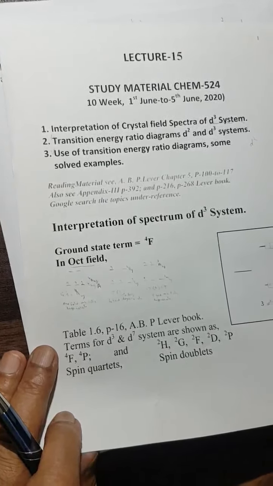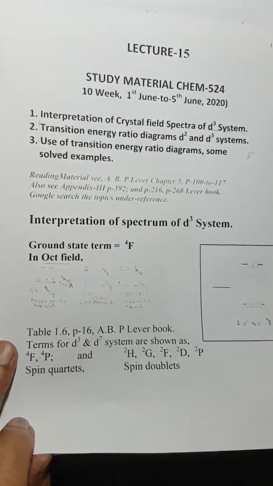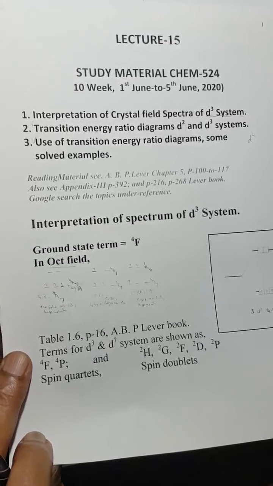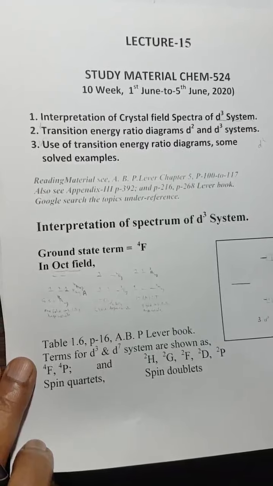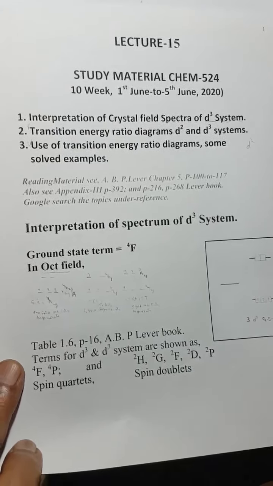In my previous lecture, lecture 14, I discussed with you the spectra of the D2 system in very good detail. We interpreted the spectra of D2. There were two bands very clearly visible, and there was a third band which was not visible, it was hidden, and that was a high energy band. Now, without going into any further details of the previous lecture, in this lecture I'm going to start with the D3 system.